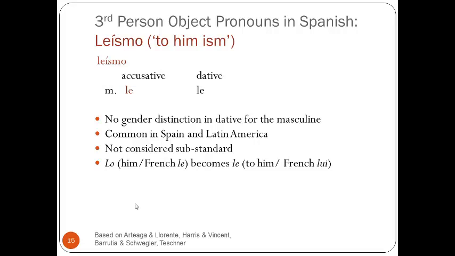So basically, what is going on? Lo becomes le. So that's why I'm calling it to himism. So there is no him. There's just to him. And again, in French, both of them would be lui.